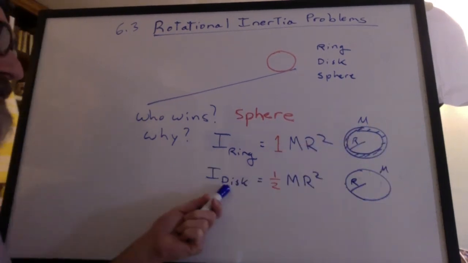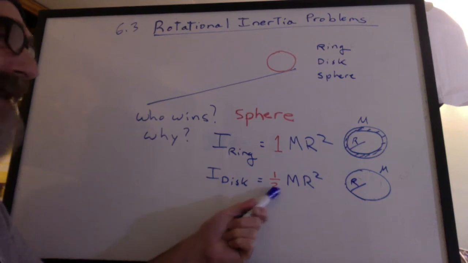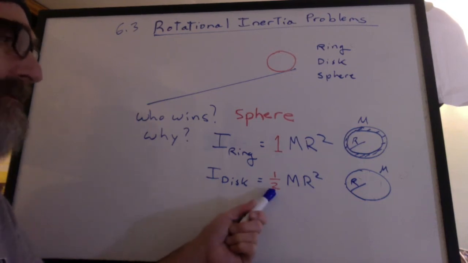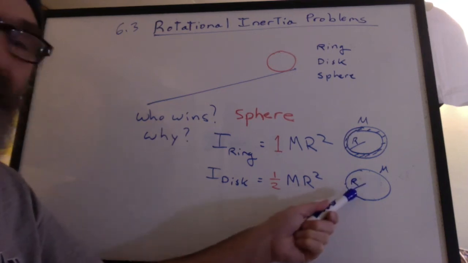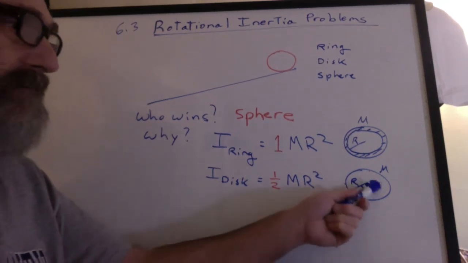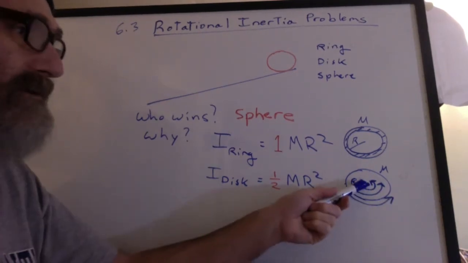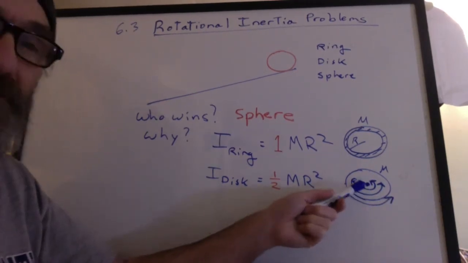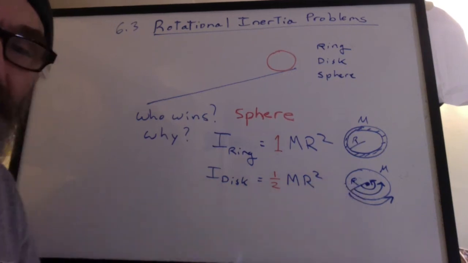The rotational inertia for a disk is 1/2 mr squared. Why? Because not all the mass is at the full radius. The mass is distributed throughout. The mass near the center makes a small circle, and that requires less effort. There's less inertia because they're making a smaller circle to rotate.